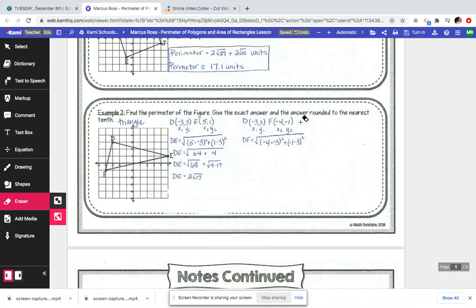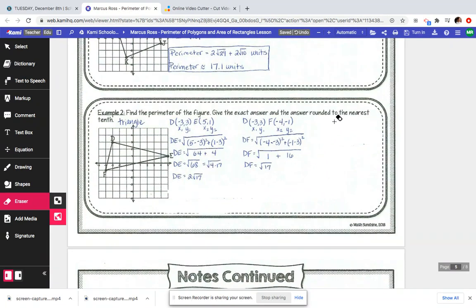So -4 minus -3 is going to leave you with a -1. -1 times -1 is going to leave you with 1. Negative 1 minus 3 is going to give you a negative 4. Negative 4 times negative 4 is going to give you a positive 16. 1 plus 16 is going to be 17, which is the square root of 17.